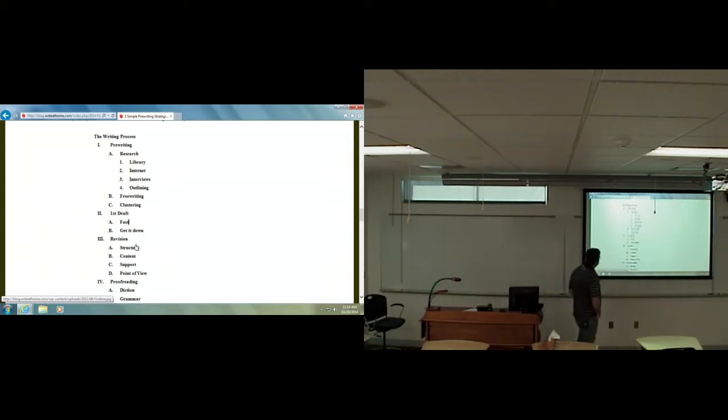So here we have another outline where our first major topic is pre-writing, second major topic is first draft, third major topic is revision. And so this outline is actually an outline of how to write a paper, which is a good outline to have, right? Or an outline of how to write maybe a presentation, right? So this is a really good outline to have kind of under your belt. And we will talk about this a little bit later on too.